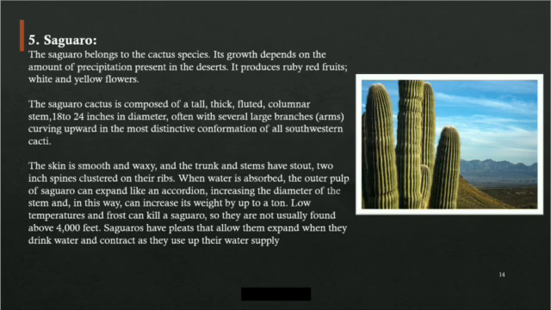Saguaro. The saguaro belongs to the cactus species. Its growth depends on the amount of precipitation present in the desert. It produces ruby red fruits and white and yellow flowers.